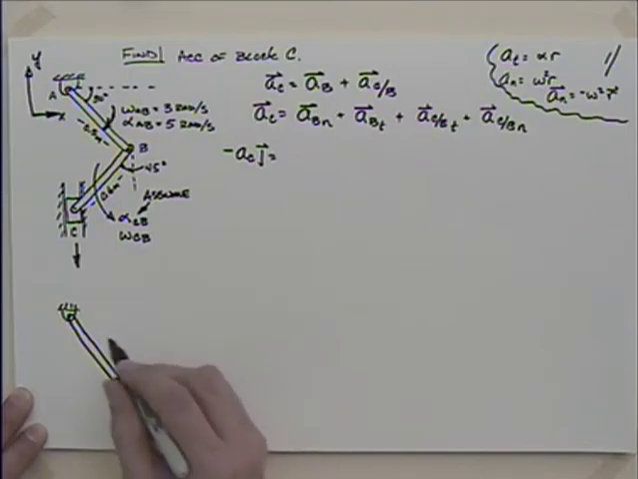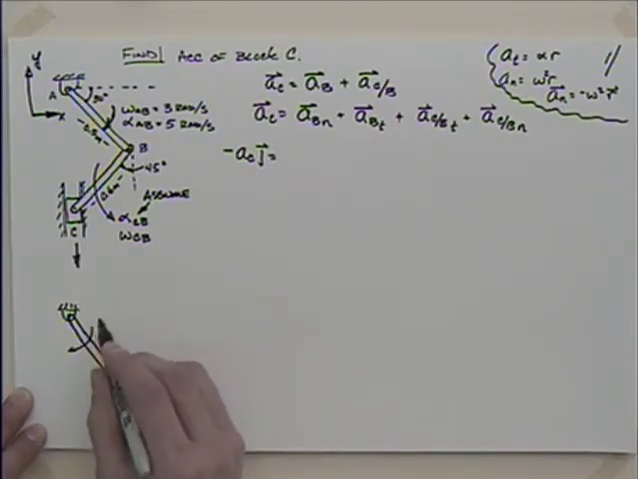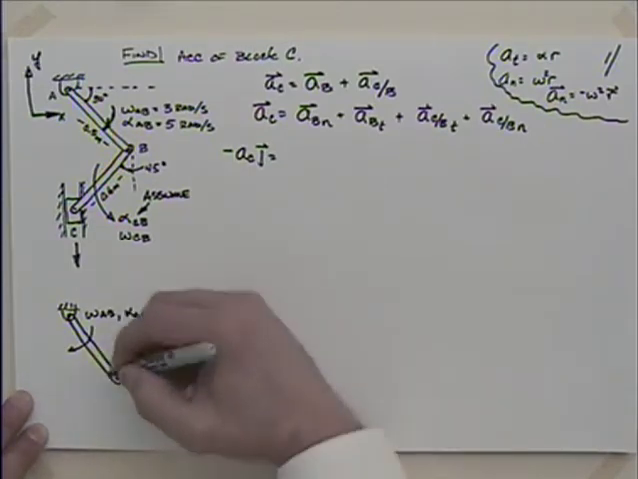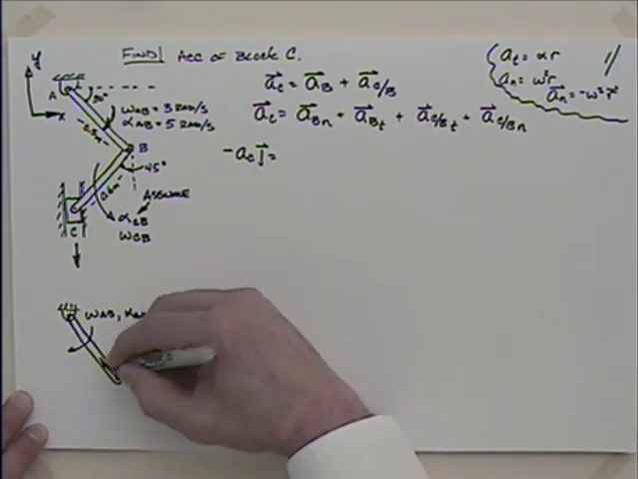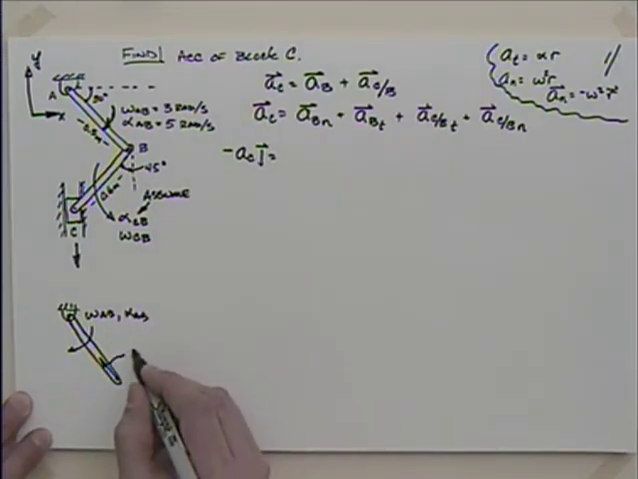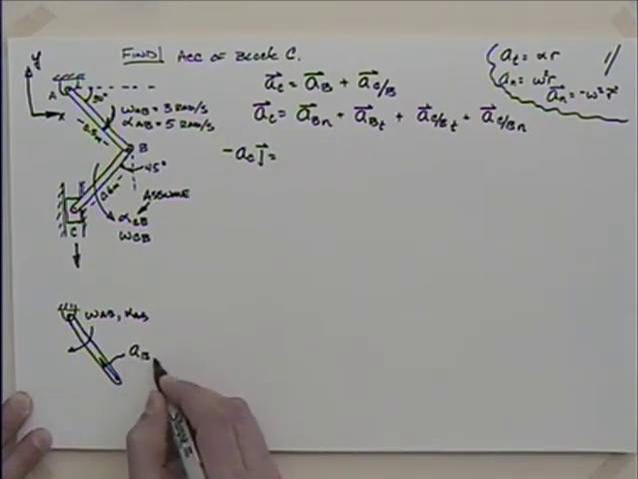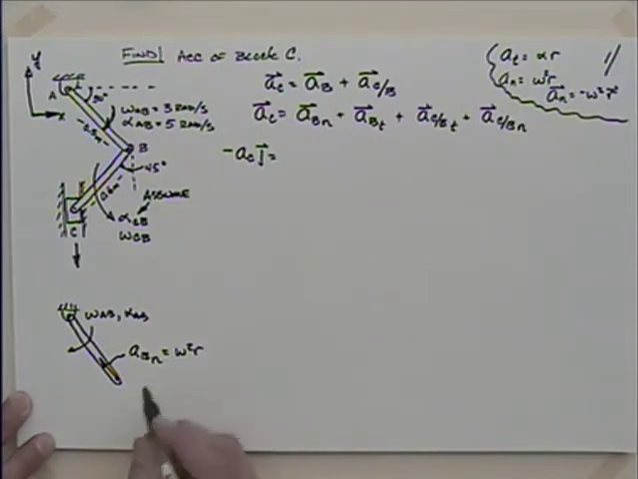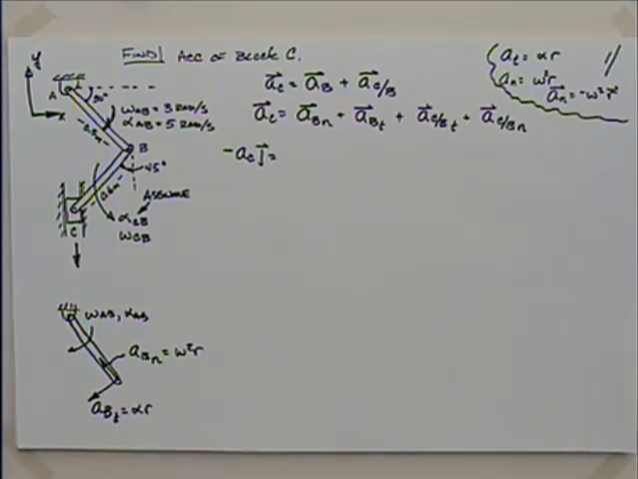So if we look at this having some omega AB and alpha AB, if I look at the normal acceleration, that's going back that way. There's the normal acceleration of B in the normal direction, which is going to be what? Omega squared times r. And then how about the tangential? There's the tangential acceleration of B, which is going to be what? Alpha times r. Okay.